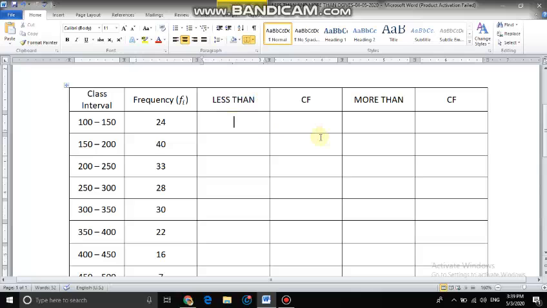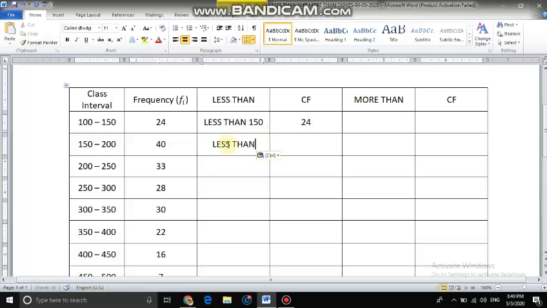If I say less than 100, we don't have any data less than 100. Nobody is spending less than 100, so the number will be 0. That's why, instead of less than 100, I'll put less than 150. How many persons are spending less than 150? 100 to 150 has 24 people, so less than 150 there will be 24 persons only.